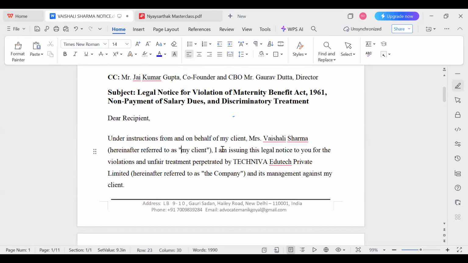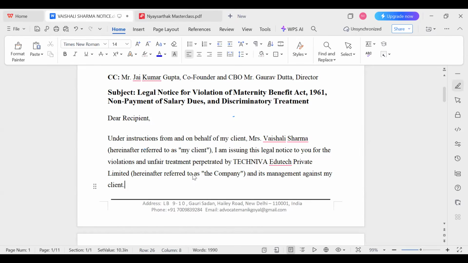And after that, I am issuing this legal notice to you for the violations and unfair treatment by this particular company, Techniva Edutech Private Limited, herein referred to as the company, because we will not use the name of the company again and again, and its management against my client. So this is the general line. You just have to copy and paste this line. You just have to add your client's name and the other party's name to whom you are sending that legal notice.